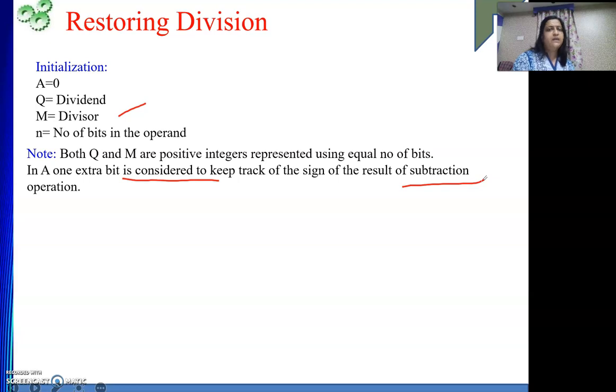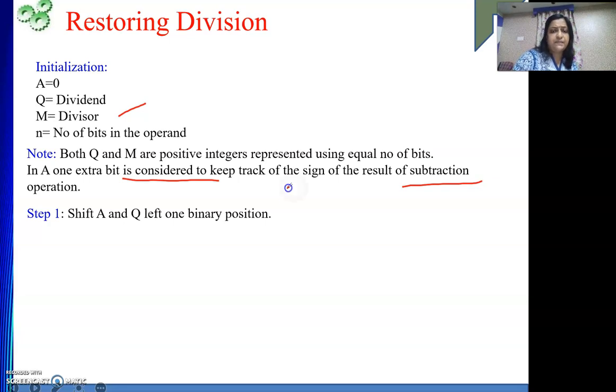If it was positive, the quotient bit is set to 1. So because of that, the sign bit is important. Looking at the sign bit, we set the quotient bit after a subtraction operation. The next is, now we'll see the algo.